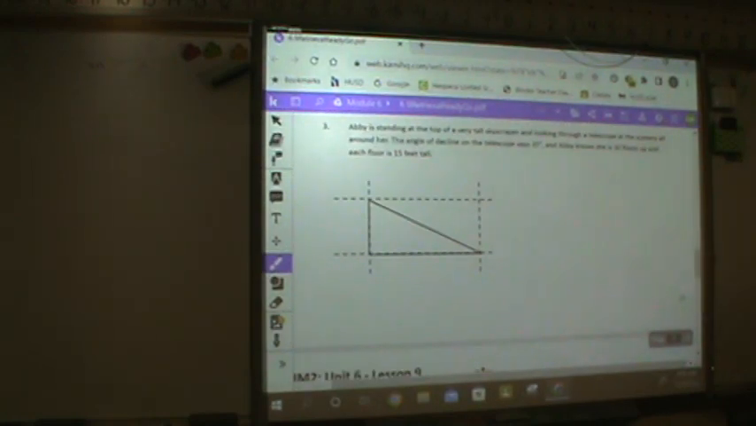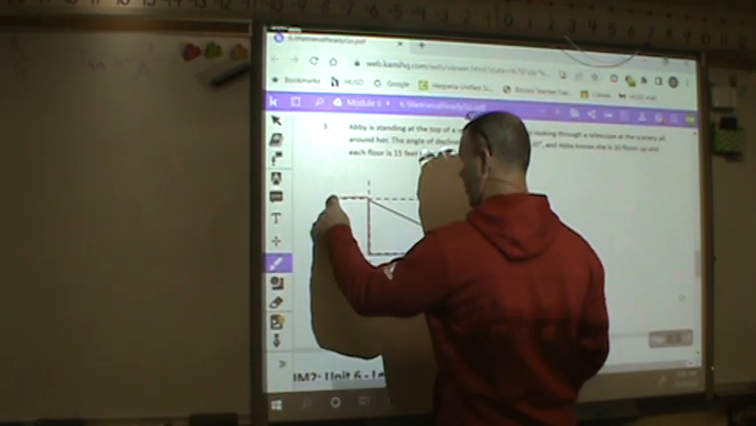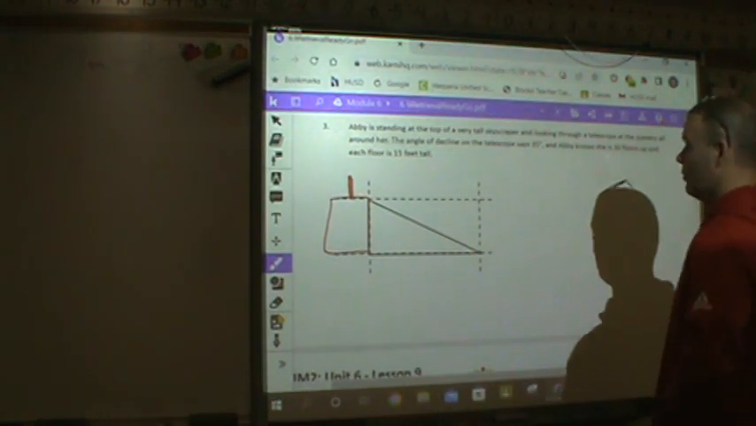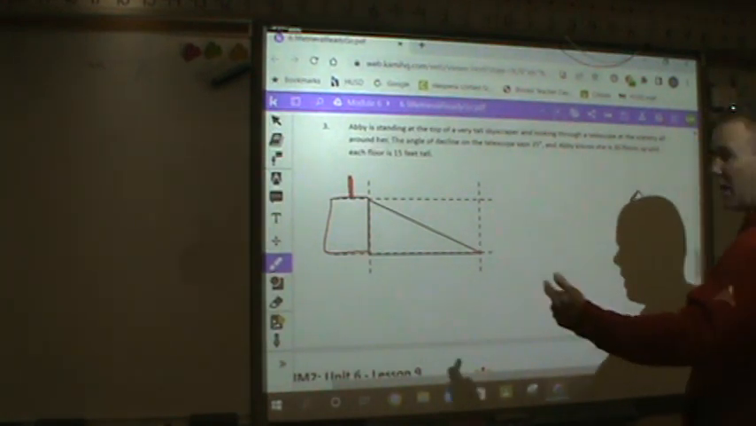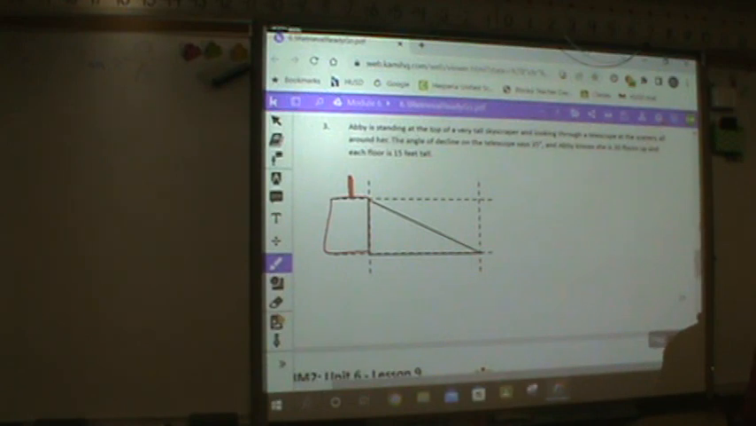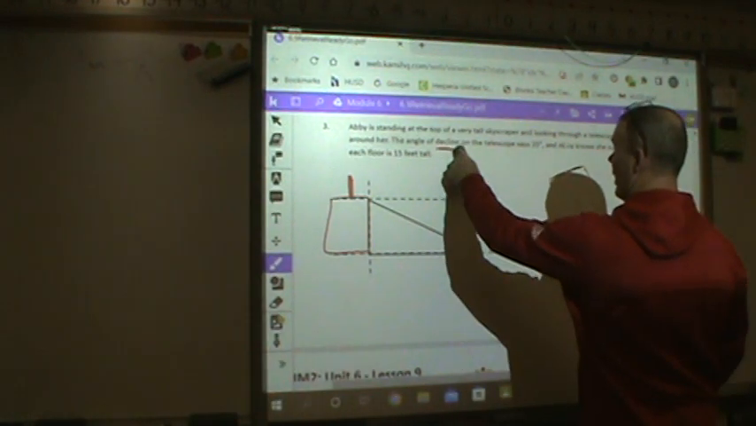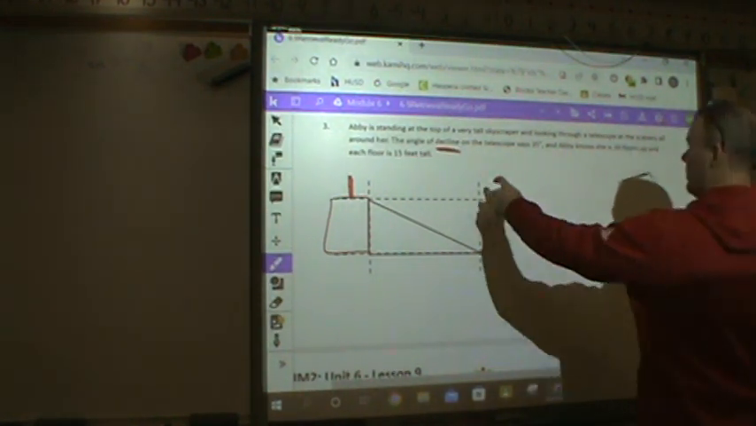And then lastly, Abby's standing at the top of a very tall skyscraper. Immediately I go to this. Here's my tall skyscraper. We don't see skyscrapers around here. If you go to LA, maybe you see them. If you go to Chicago, New York especially, you see them. Looking through the telescope at the scenery all around her, the angle of decline. Here we go. Decline. The other was descent. Now we get decline. What does decline mean?